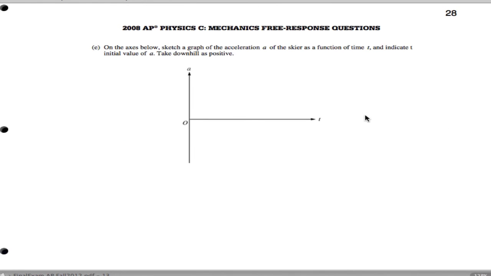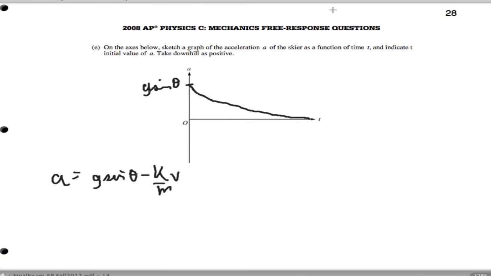Finally, moving on to part E, we want a graph of acceleration as a function of time. So our acceleration is going to be, again, g sine theta minus k over m v. That's going to be what our acceleration looks like. So what that means is that at t equals 0, v is 0, so I have g sine theta as my acceleration here, and then it's just going to die off exponentially as a function of time. So that pretty much rules that out.